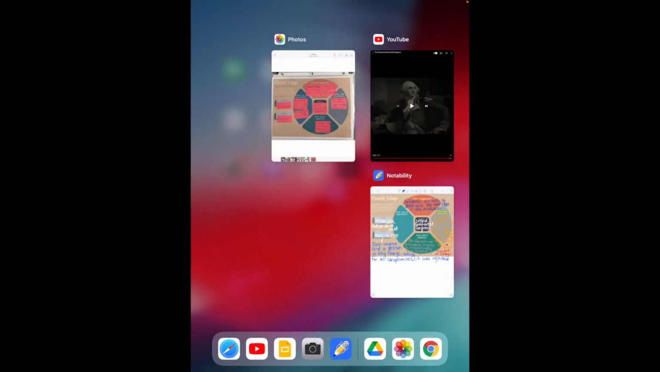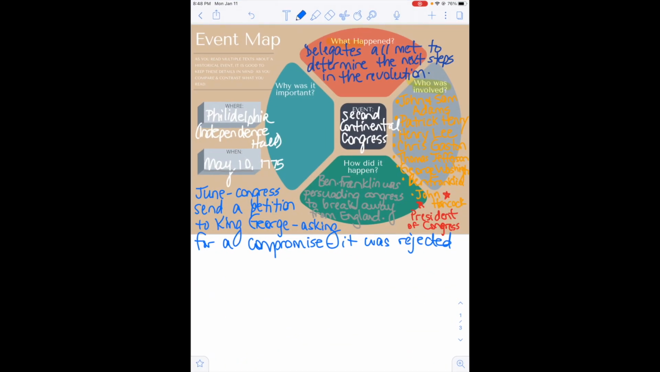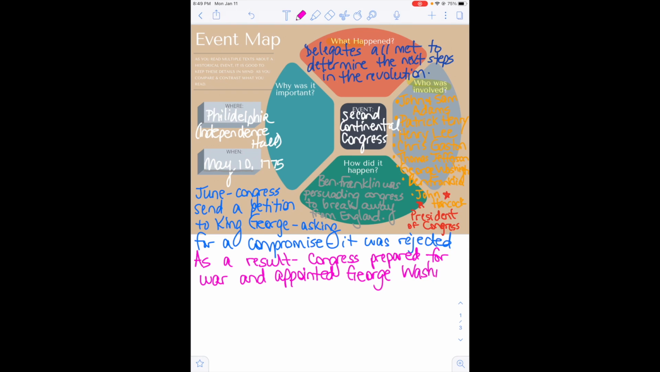So, as a result of the petition being rejected, Congress prepared for war and appointed George Washington as commander-in-chief of the Continental Army.